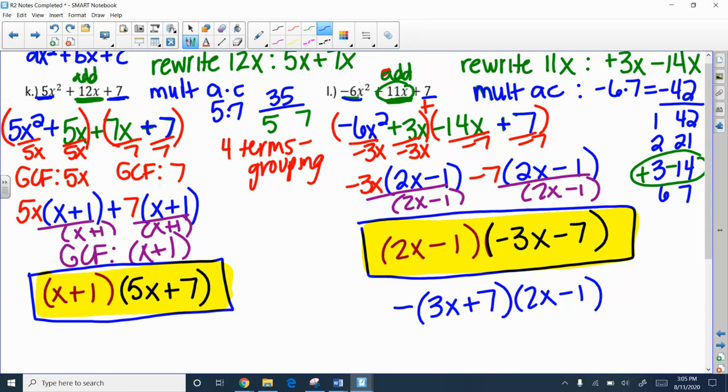Okay, so now we have finished up all of the types of factoring and all the notes for R2.